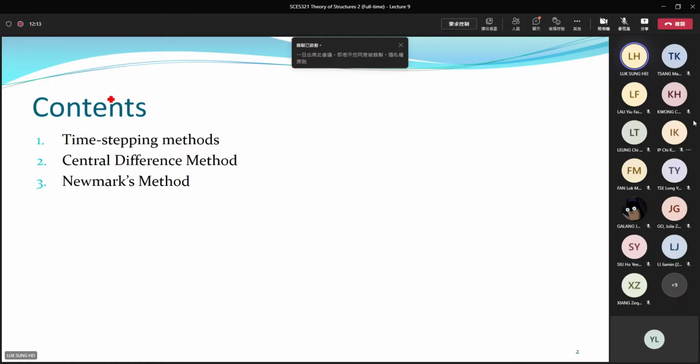This is the content page. At the beginning, we will introduce the background information, the general idea, and then I will introduce 2 specific methods, the central difference method and Newmark's method, to analyze structures under arbitrary loading. They are simply based on different assumptions. You will know very soon what they are. In fact, there are many methods under numerical methods. I just select 2 classical methods here for introduction purposes. Firstly, let us have a look at the background information, what is the so-called numerical methods or time-stepping methods.